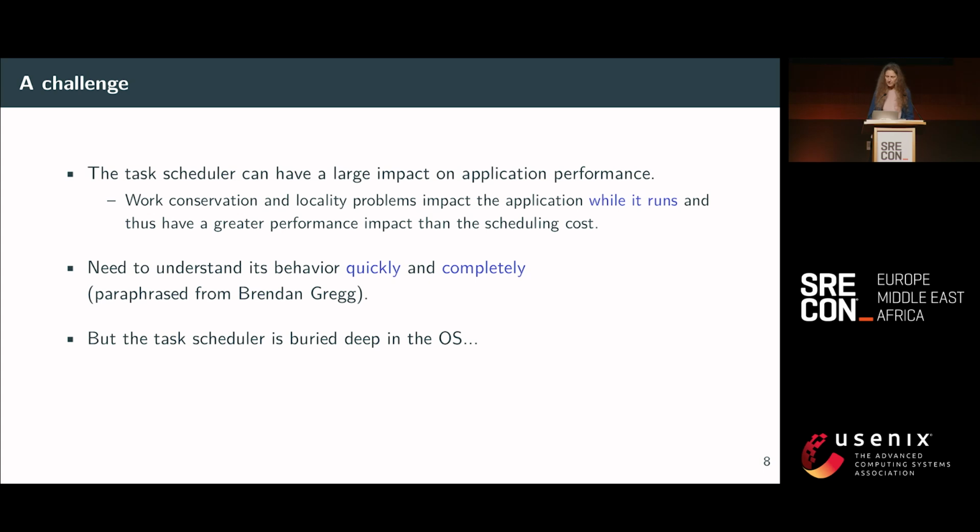But unfortunately, the task scheduler is buried very deep inside the operating system, so it's not completely obvious how you get the information out. So that's kind of the topic of this talk, which is how can you get the information out of the scheduler and understand it in a way that you can help debug some kind of scheduling problems. So how can we understand what it's doing?